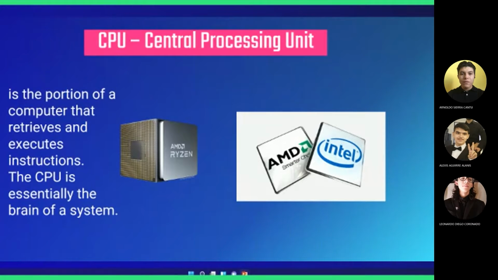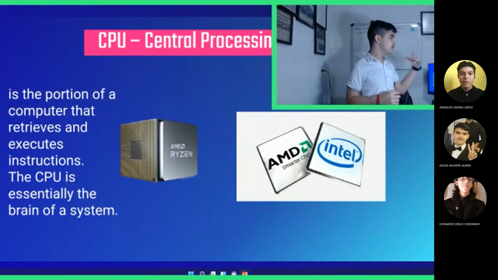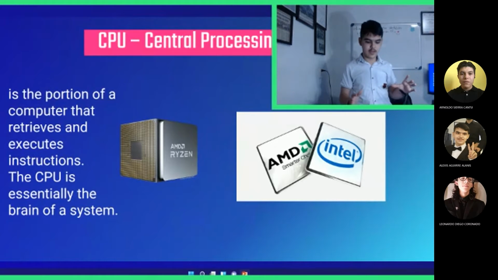Now, the next slide. Someone wants to read? A portion of a computer that retrieves and executes instructions. The CPU is essentially the brain of a system. You can see here the CPU. The GPU stands for Graphics Processing Unit, and this stands for Central Processing Unit. The CPU is very important. It's literally the brain. It's the thing that gives the instructions to all the system to function and be in a correct state.